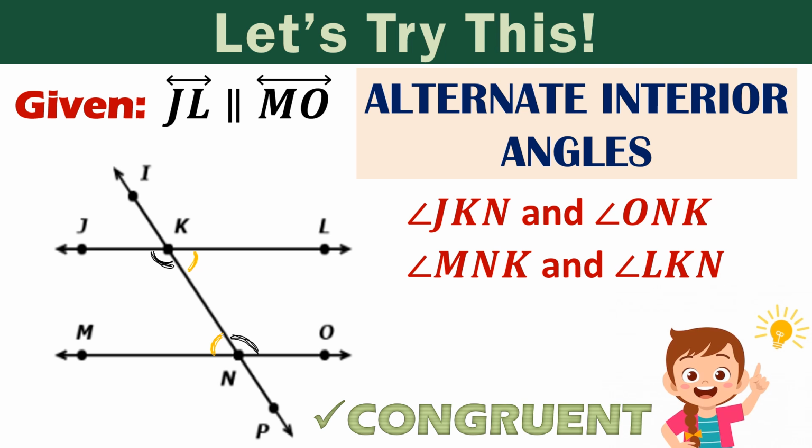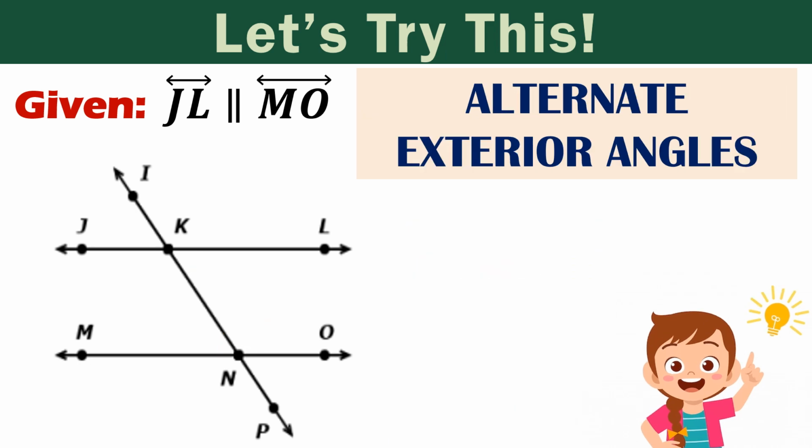Okay, and take note that alternate angles are always congruent. So let's say for example, if the measure of this is 80 degrees, basically this is also 80 degrees. Okay, again, take note of that. So one more example, if this is 100 degrees, of course its alternate interior angle would also be 100 degrees.